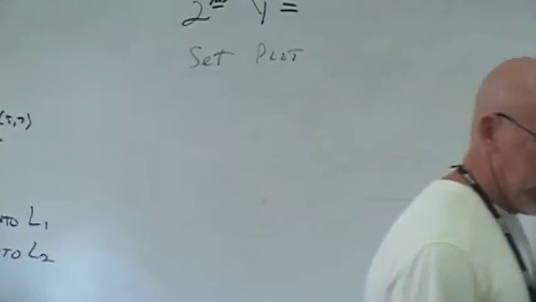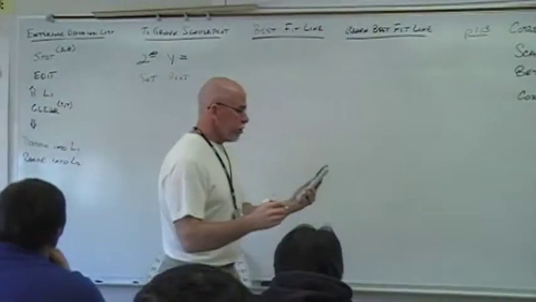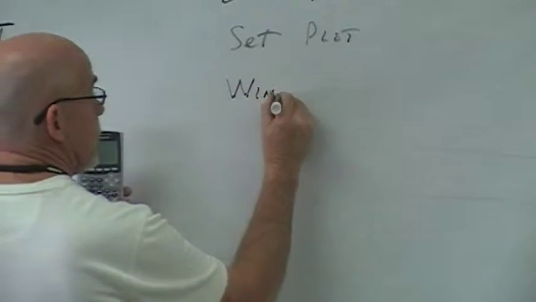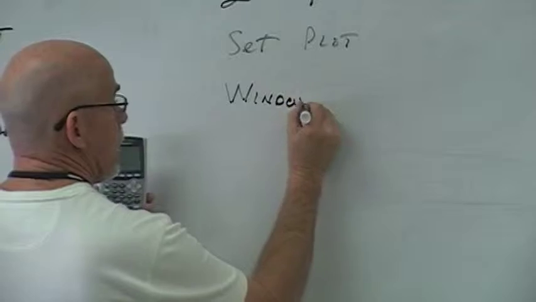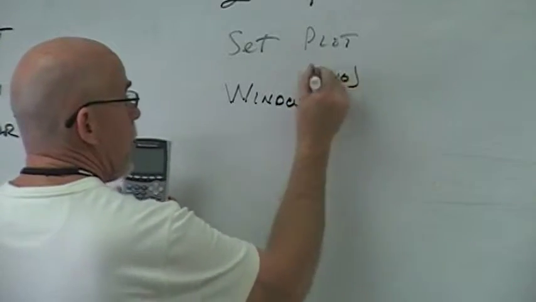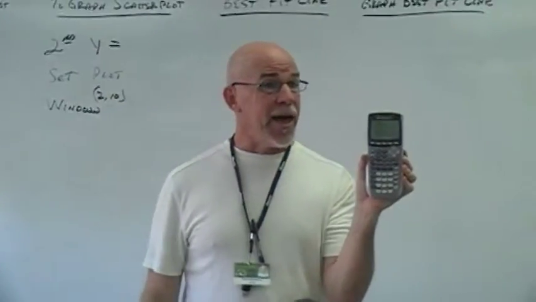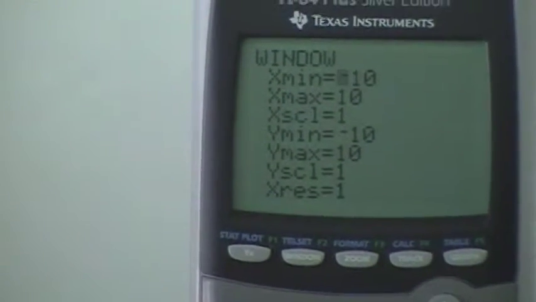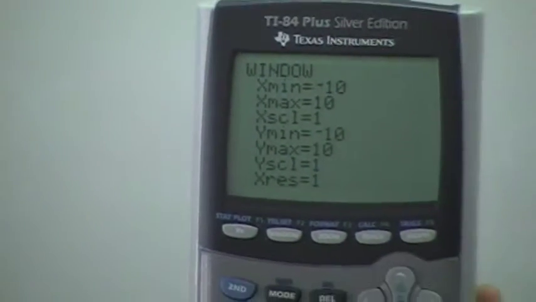To change the window, you hit the window key, which is in the 210 position. So when you hit the window key, you're going to see X-min, X-max, Y-min, Y-max, X-scale, Y-scale. Tell me why you didn't see the screen. It's far away. Yeah, something's not quite right, is it?